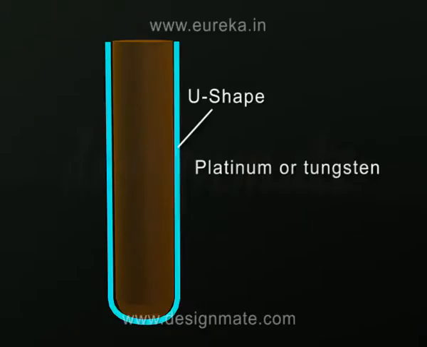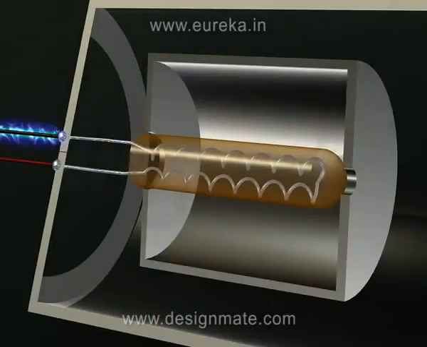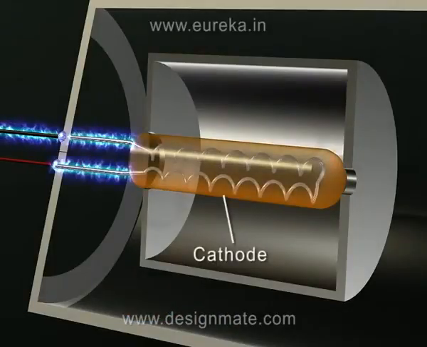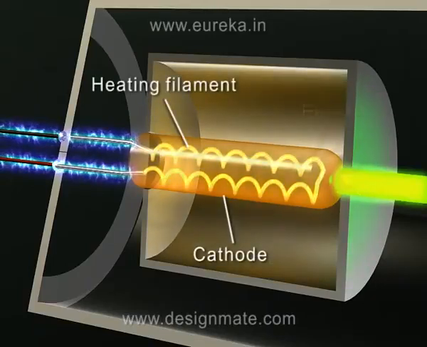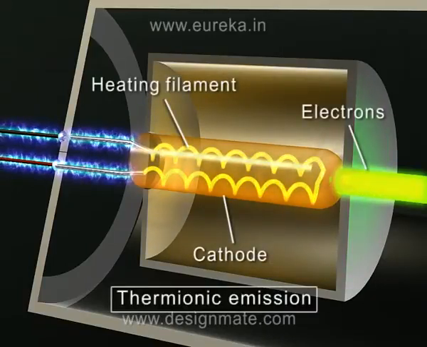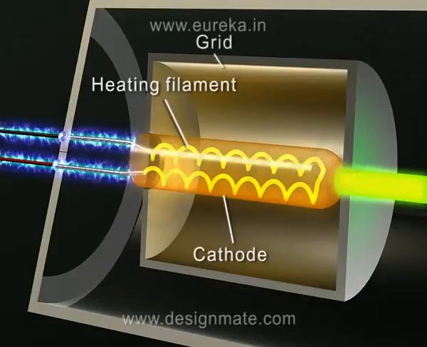Cathode. The cathode is a U-shaped tube made of platinum or tungsten, coated with a mixture of barium and strontium oxides. When current is supplied to the heating filament, it heats up the cathode to a high temperature, which emits a large number of electrons by means of thermionic emission.